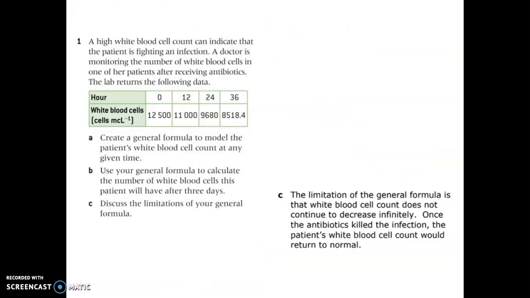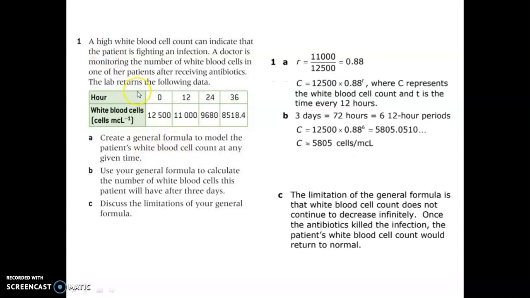Let's look at the next one. In the next exercise, we had problem 1 here, and it was asking about somebody fighting an infection. Here's the number of white blood cells they have. The white blood cells are going down as the hours go up because they're taking antibiotics. The white blood cell count went up to fight the infection, and now the antibiotics will fight the infection, so the white blood cell count is going down. It begins by saying create a general rule for this.